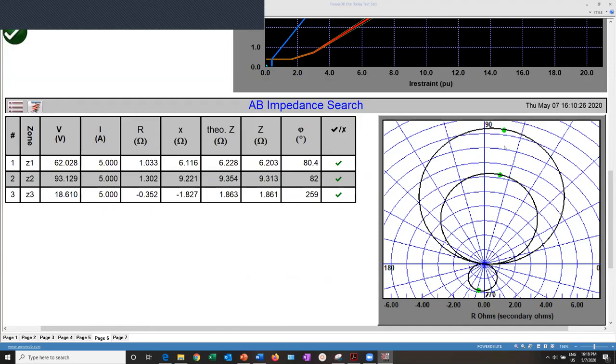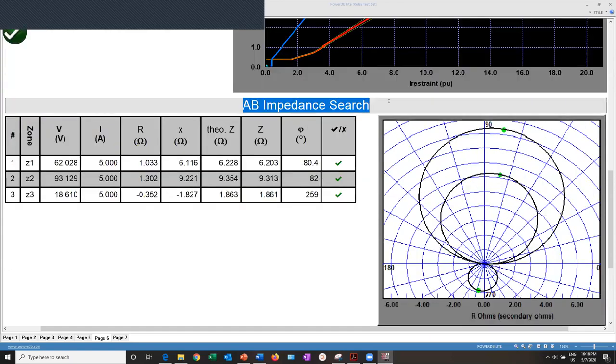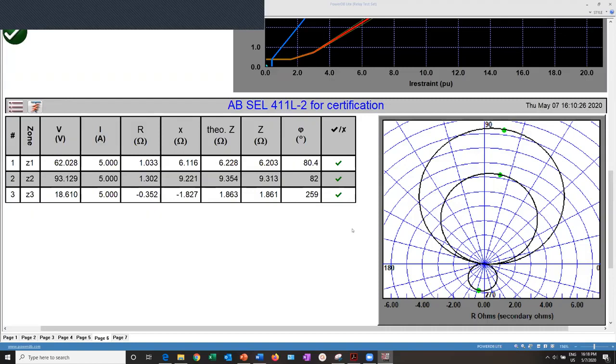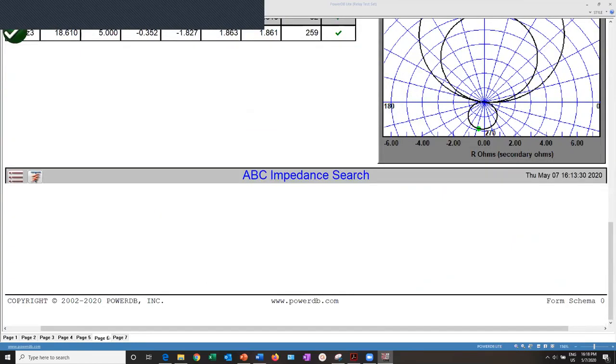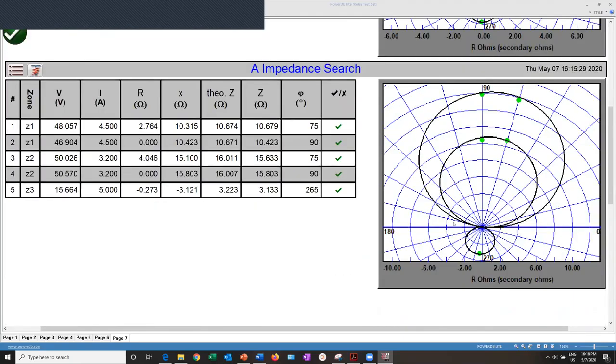But here we have all the test results that we just did. We can change the names of the test if we want. Maybe we want to change this to AB, I don't know, SEL 411L-2 for certification. You can change the name of the fault. You can see there that we have the ABC, and also we have the A-type faults.